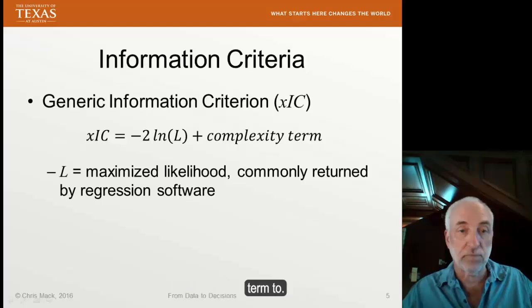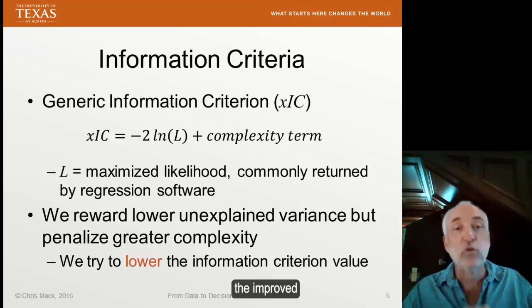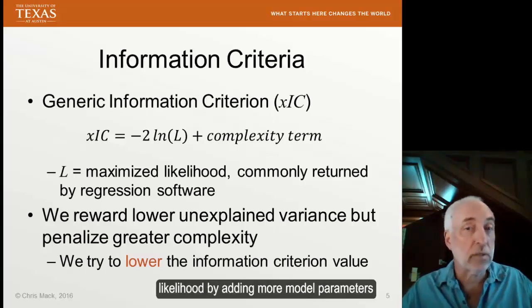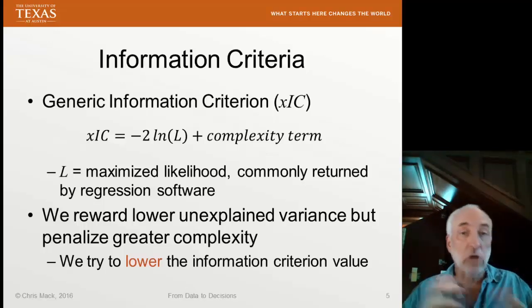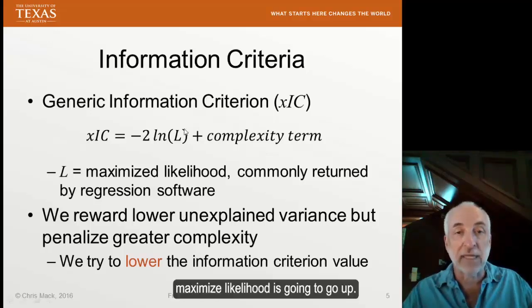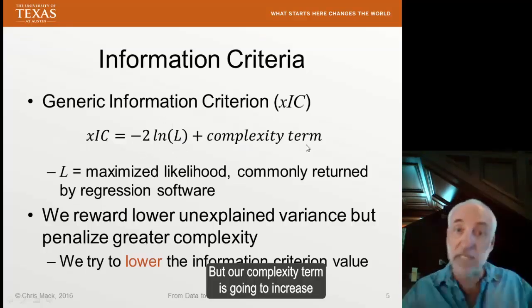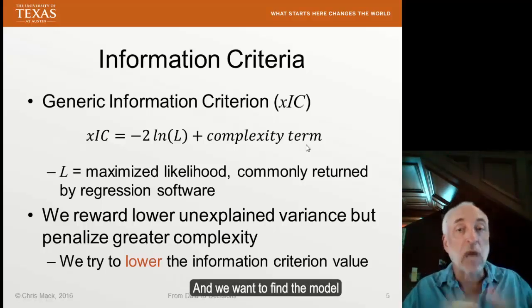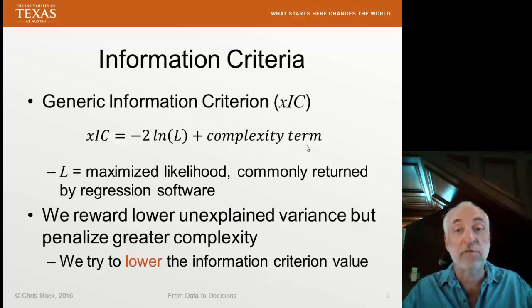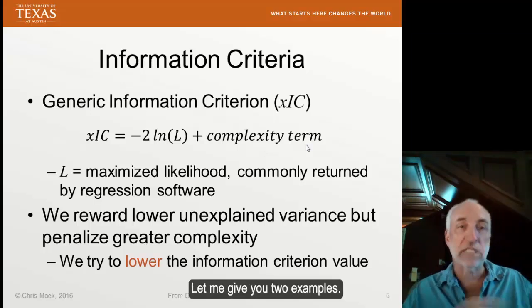And then we need to add a complexity term. The goal then is to balance the improved likelihood by adding more model parameters against the worsening complexity when we add those model parameters. So every time you add a model parameter, maximized likelihood is going to go up and minus 2 log likelihood is going to go down. But our complexity term is going to increase every time I add a parameter. So the idea is to find the right balance, and we want to find the model that produces the smallest information criterion value. This is generically how they work. Let me give you 2 examples.